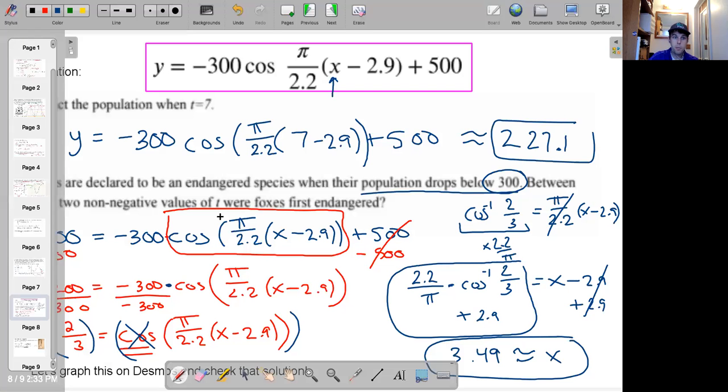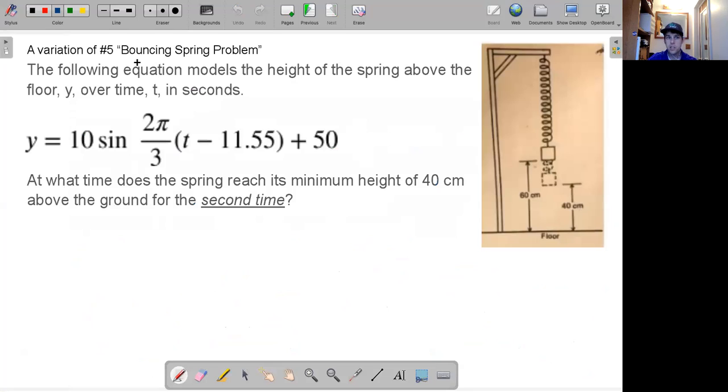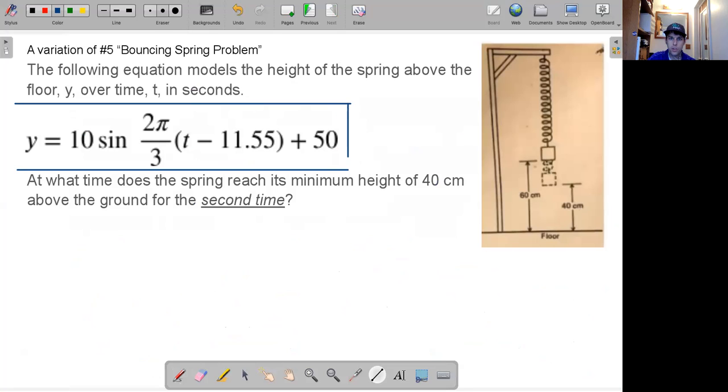All right, let's go ahead and go back here, and we're going to do kind of a last problem. This one's kind of a modification or variation of the 5th problem on the worksheet. It's called the bouncing spring problem. In this case, we're going to start off with this equation. We're going to see how the equation works for us. This is the equation of the motion of a spring. You can see the picture here. There's a weight hanging from it, and it's bouncing up and down.